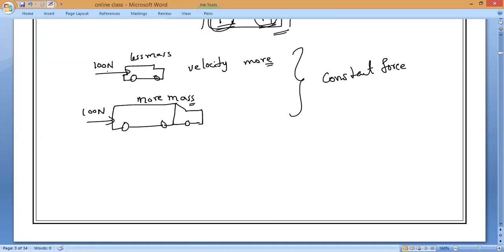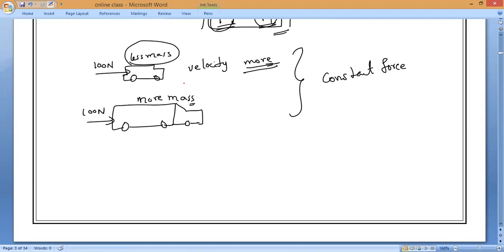when I apply the same amount of force on two different bodies which have different masses, which body will attain more velocity? The body which has less mass or more mass, guys? Less mass or more mass?